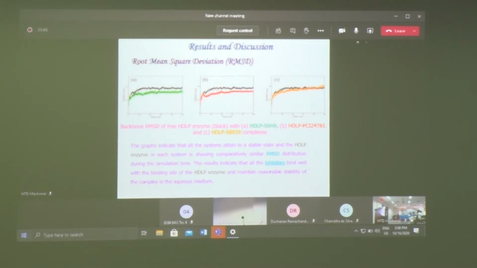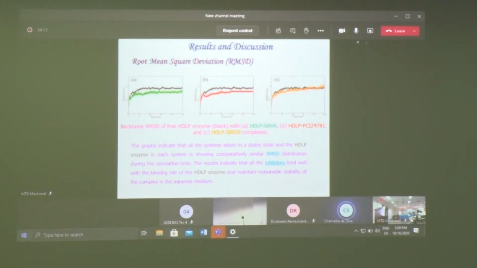Results and discussion. The last A, B, and C are indicated. All the systems are at a steady state, and the HDLP enzyme in each system is shown. The results indicate that all the inhibitors, when bound with the ligand site of the HDLP enzyme, maintain a stable interaction of the complex.